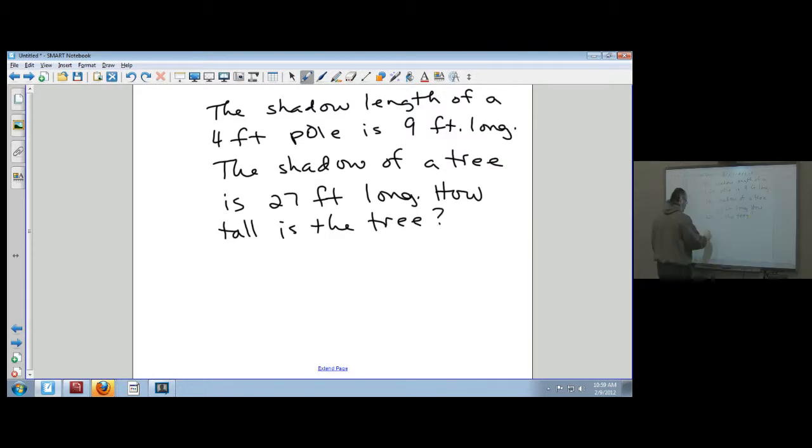Well, here's our situation, and if you ever have a question about a word problem, it's not a bad idea to draw yourself a picture. So we've got a tree here, and we've got a pole here. Now we know the length of the shadow of the tree is 27 feet. We know the pole is 4 feet tall. And we know the shadow of the pole is 9 feet.